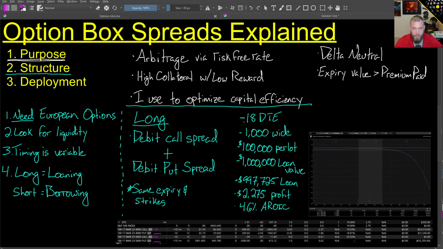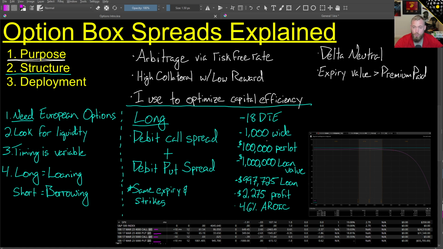So what does this look like? When I first put this trade on, it was 18 days to expiration, so a little less than 3 weeks. It was 1,000 points wide, right? So 4,000 to 5,000 is 1,000 points wide. So that means that each contract represents $100,000. Why did I use 1,000 points wide?